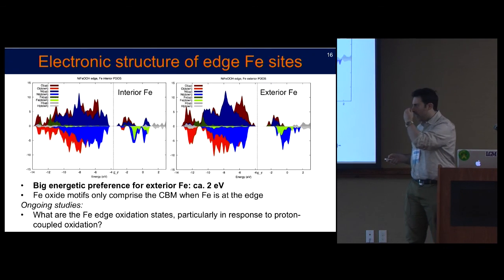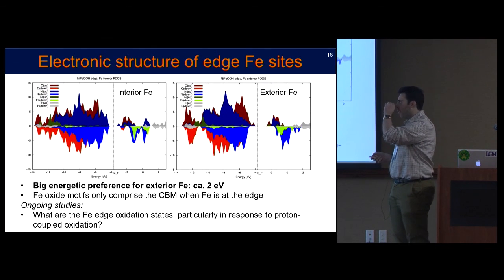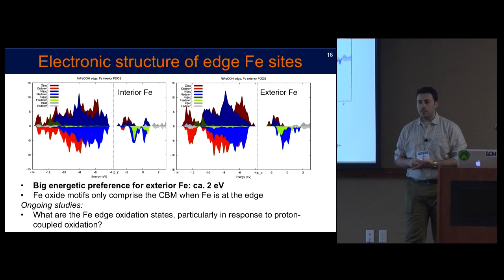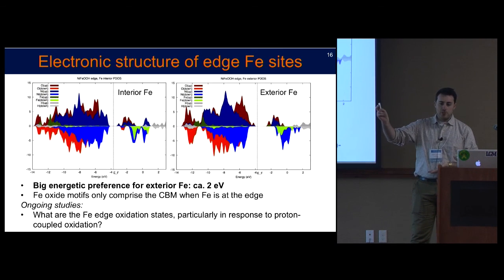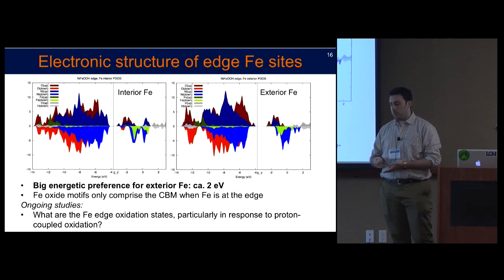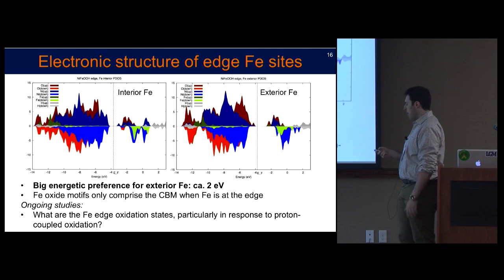So just the last piece of data, something that we've already learned about these nanowires. First of all, there's a large energetic preference, a large thermodynamic preference, for iron to reside at those exterior sites rather than in the interior. So maybe it's not a coincidence that very quickly introducing iron to the material recovers all of the catalytic activity, because it's going to prefer thermodynamically to reside at those edge sites anyway. About a 2 eV thermodynamic preference for iron to reside at the exterior rather than the interior.